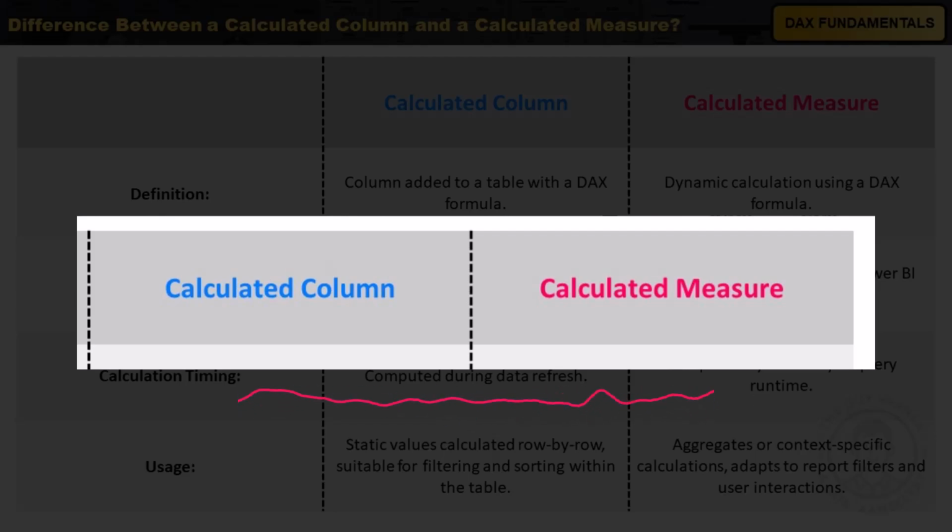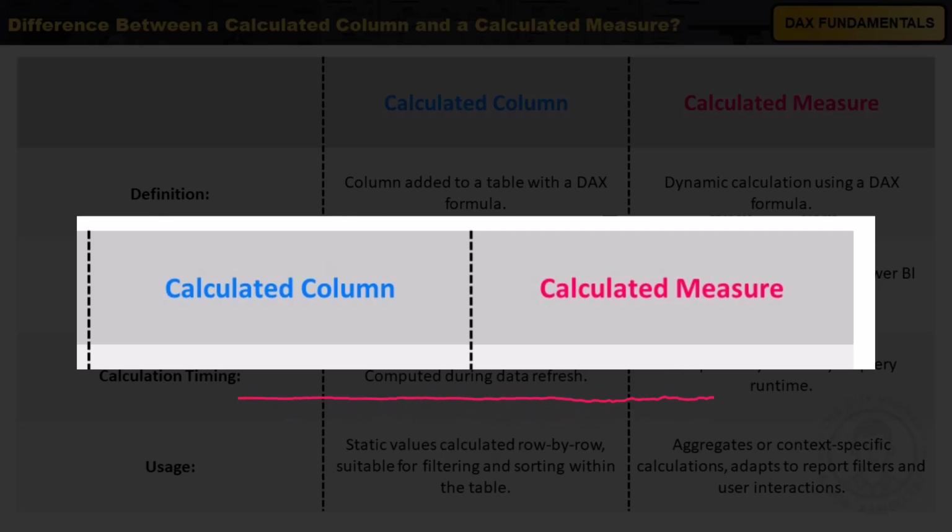A calculated column is added to a table and performs row-by-row calculations. This means that the calculation happens for each individual row, and the result is stored in the table similar to any other column. On the other hand, a calculated measure is used to perform calculations on the fly, typically in the context of aggregations or summarizations.